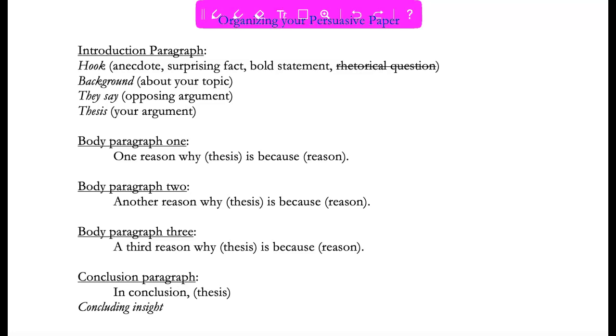Then you do your pivot. You might say something like, "I disagree," or "unlike people who believe," and then say the opposing argument, "I argue that," and then you're going to introduce your thesis. Your thesis should be the last sentence of your introduction paragraph, and you should only tell the reader what it is that you want the reader to believe. You do not need to give your reasons why. Okay, so that's your introduction paragraph.